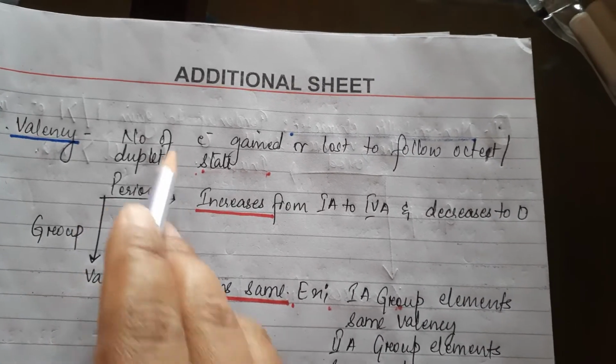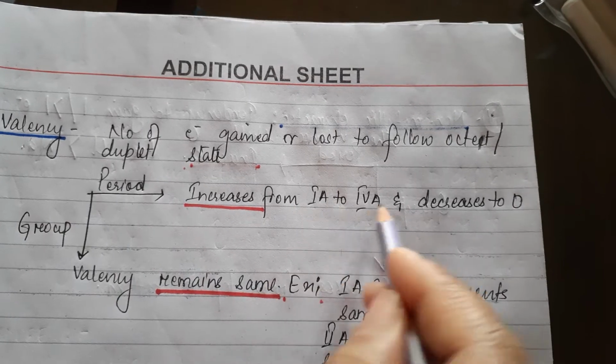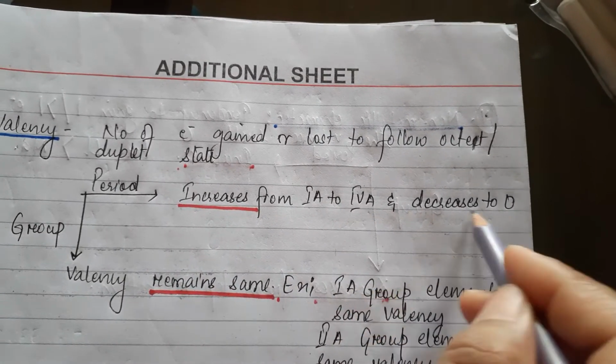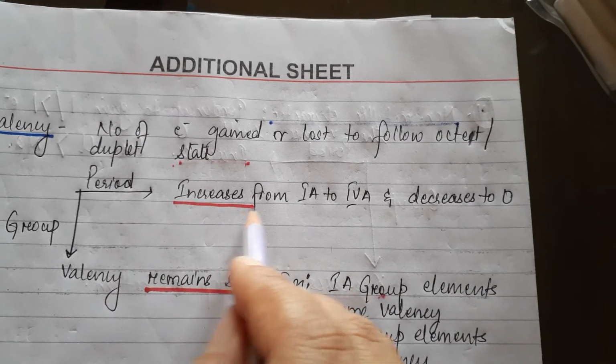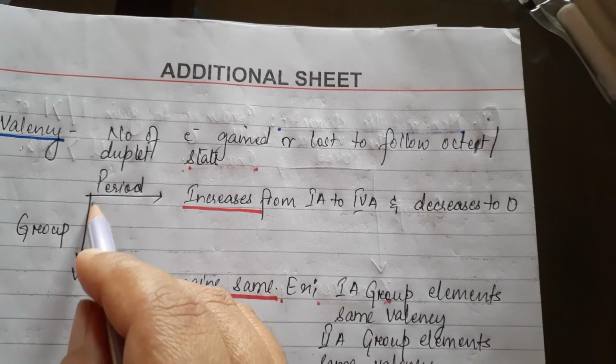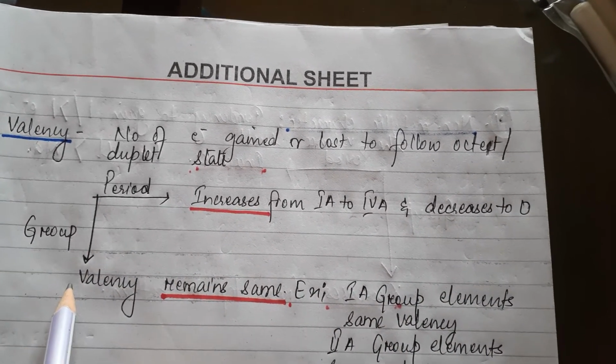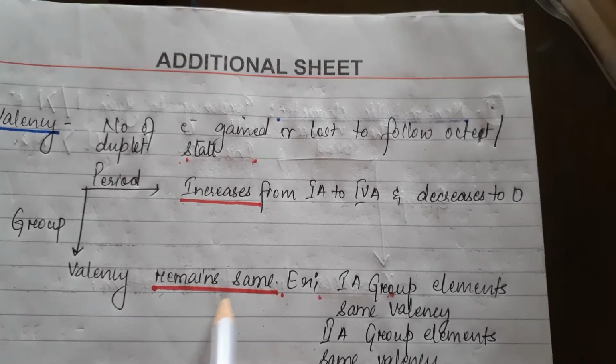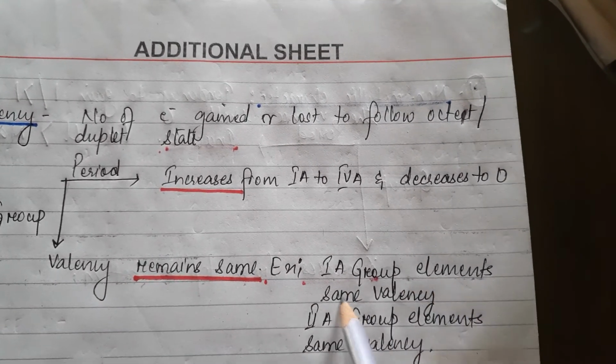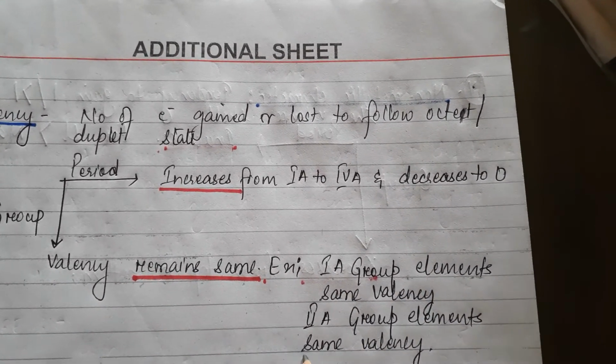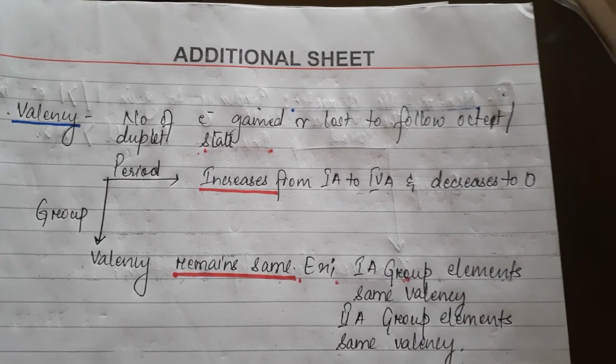Now in a period, the valency will increase from 1A to 4A. When you look at the periodic table, you will understand. The valency will keep on increasing from 1A to 4A. When we go in a group, the valency remains the same. 1A group elements will have the same valency, 2A group elements will have the same valency. The same thing like I told you about valence electrons.